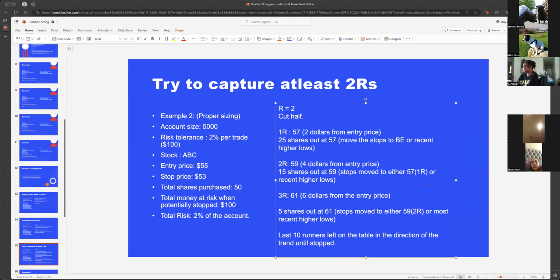Being greedy would be holding these 50 shares at $57, not making any changes, holding the same 50 shares at $59, not making any changes, holding the same 50 shares at $61 and not making any changes. And the next day, the share price drops all the way back towards 55 and you lose everything you made, not capturing a single cent.